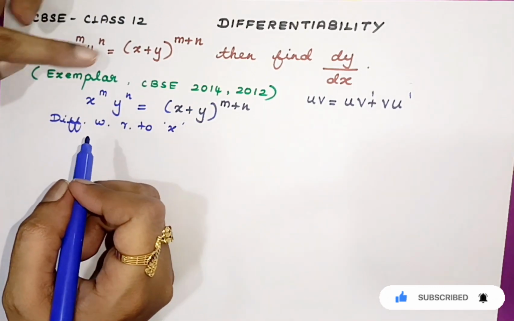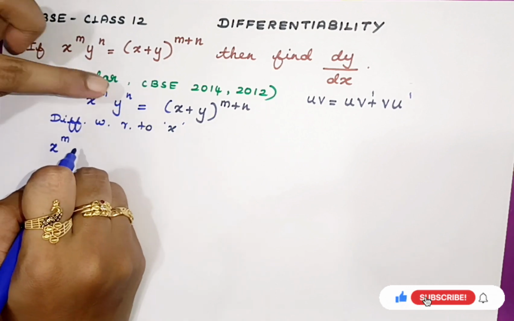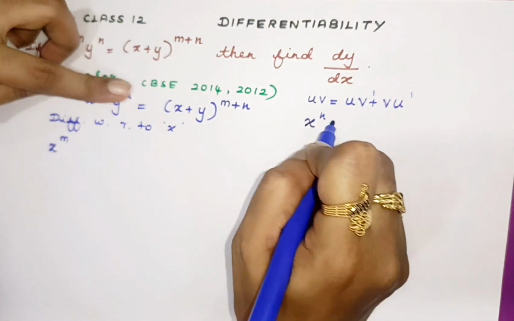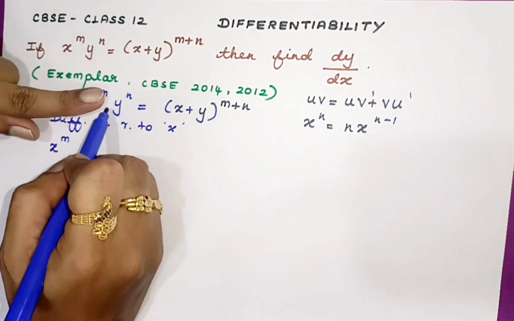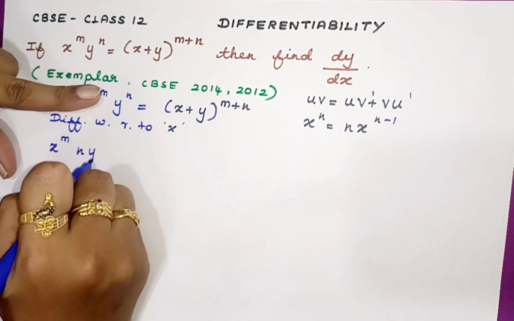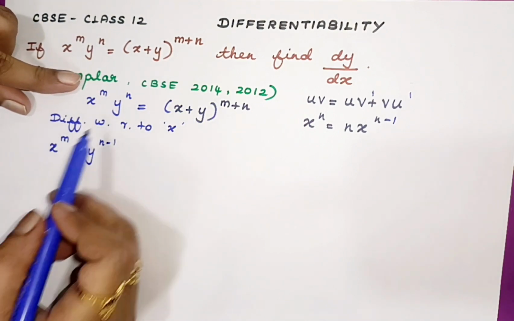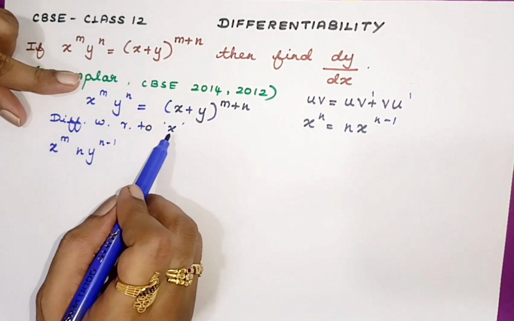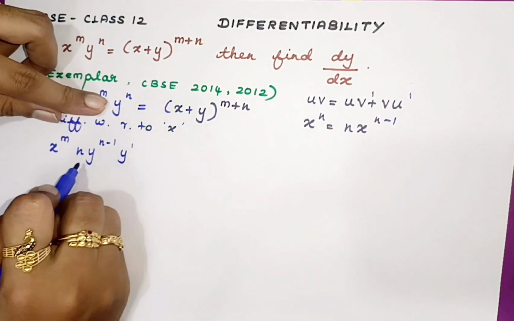That means first of all you have to keep this x^m constant. Then we are going to differentiate this term. What is the formula? x^n formula is n into x^(n-1). So I am going to differentiate this y^n now. We take this n in front and reduce the power by 1. I have kept this term as constant and differentiated this value. But we are differentiating with respect to x alone, and we have differentiated y, so we have to add y' adjacent to this term.